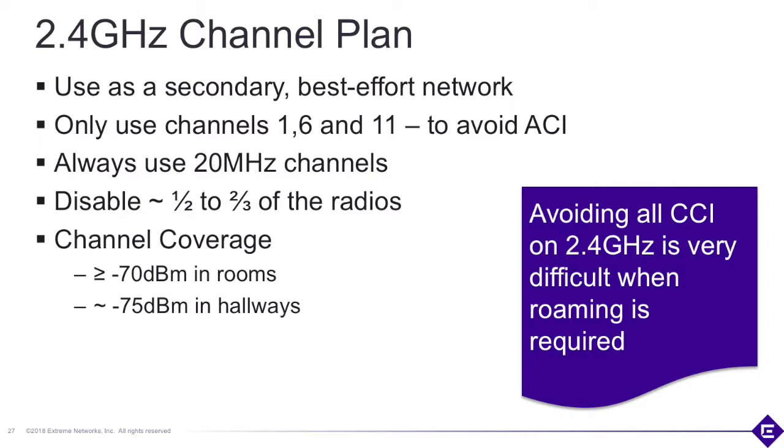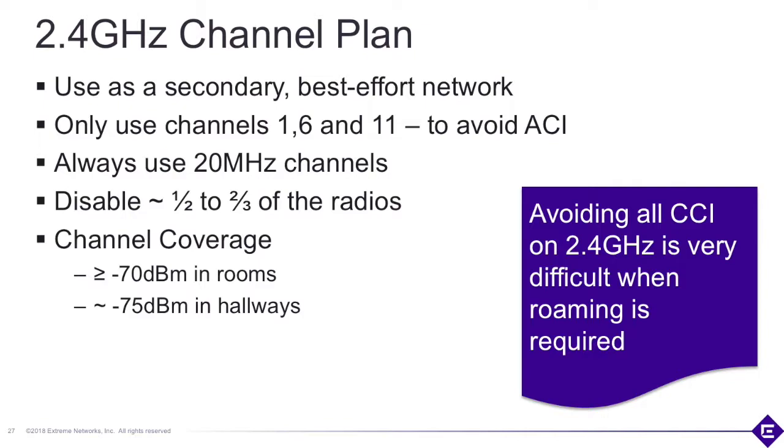So on 2.4 it is important that you're using only 1, 6, and 11 to avoid that ACI, that adjacent channel interference. Those are the only three channels that are non-overlapping, and we will recap that once again here in a second.